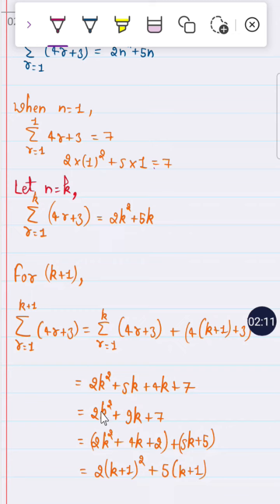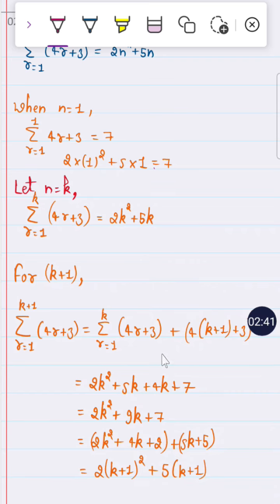Now we get 2k square plus 9k plus 7, right? Now we want to check 2n square plus 5n for k plus 1. So if you break it up, it is 2k square plus 4k plus 2 plus 5k plus 5. That becomes 2 times k plus 1 whole square plus 5 times k plus 1. So this makes 2n square plus 5n.